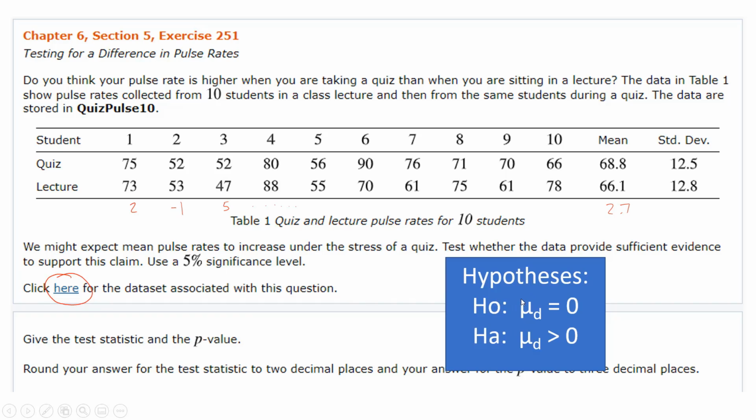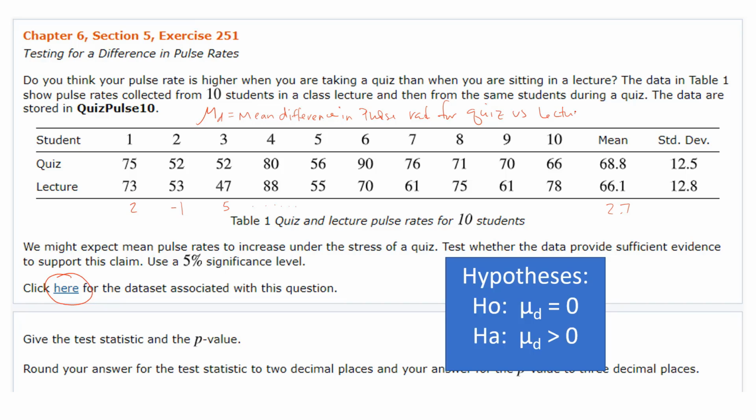I did already write out my hypotheses here. When we're doing a paired data test, like we are in section 6.5, then our parameter is a mean difference. So in this case, and I'll write it up here, the parameter is mu d. I put the d subscript to remind me that I'm doing a mean difference. So it's the mean difference in pulse rate for a quiz versus a lecture.